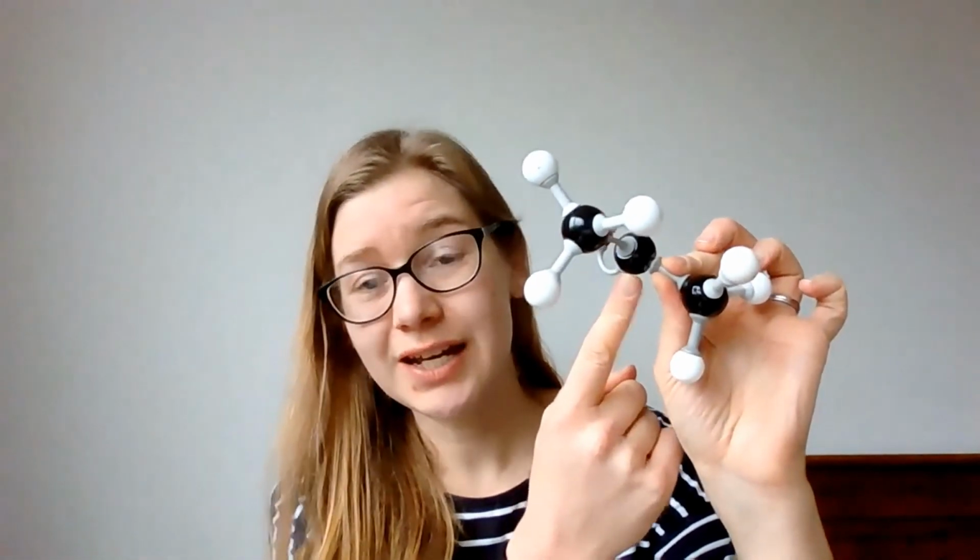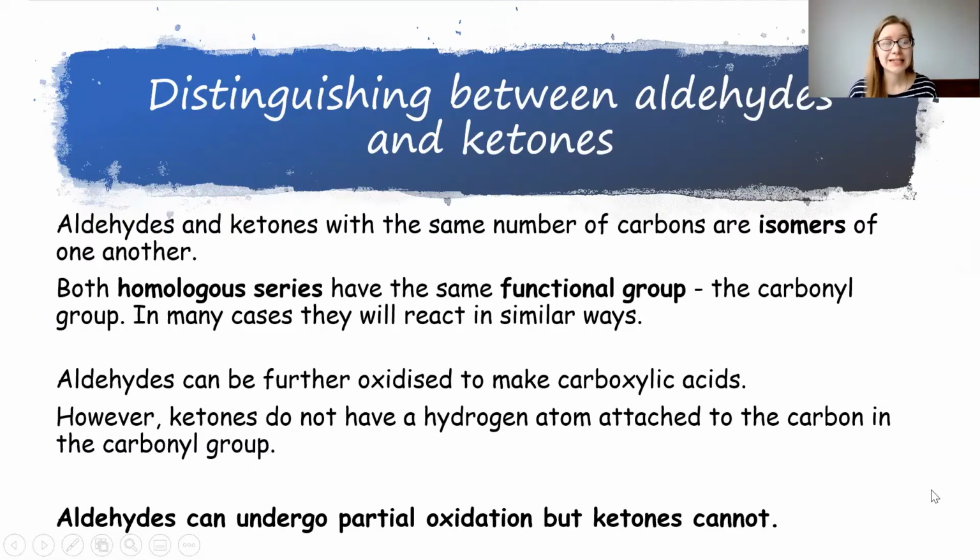Now, when we had our ketone, I'm going to show you this with propanone. So this is propanone. This carbon here, the carbonyl group in the ketone, doesn't have any hydrogens attached to it, so it can't undergo any more oxidation. We can't change the structure of this part now. So aldehydes can be oxidized, ketones can't, and aldehydes are oxidized to carboxylic acids. So the key message here is that aldehydes can undergo partial oxidation, but ketones can't.